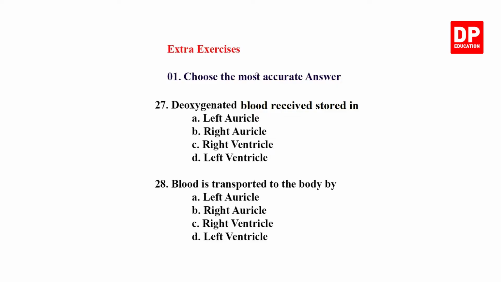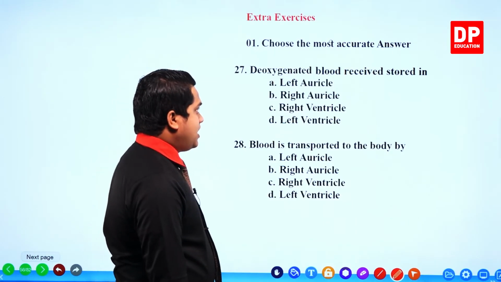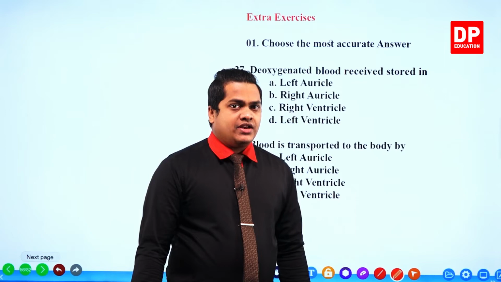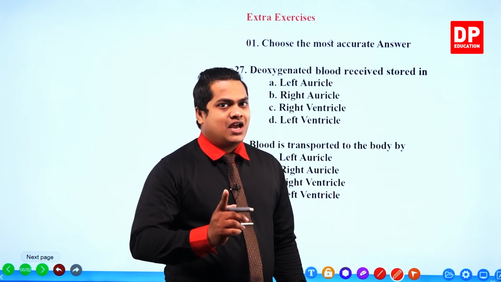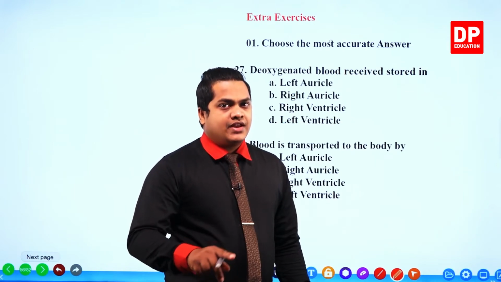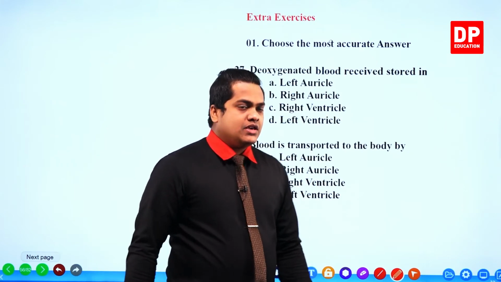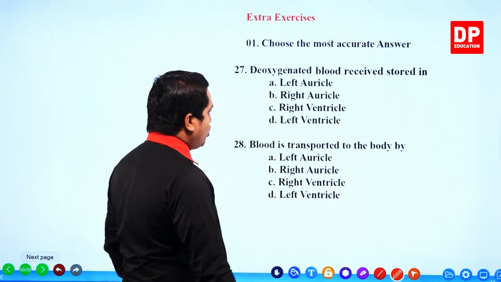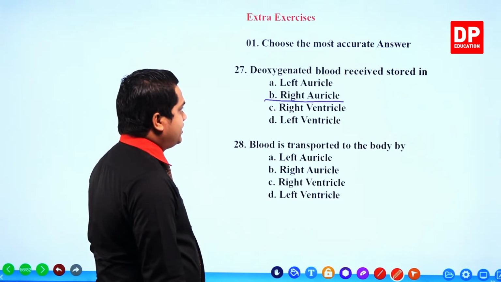Deoxygenated blood received, stored in. So deoxygenated blood which is received is stored in the right auricle. Then from the right ventricle towards the lungs, then once again coming towards the left auricle, then to the left ventricle, then all around the body through the aorta. So deoxygenated blood received is stored in the right auricle.